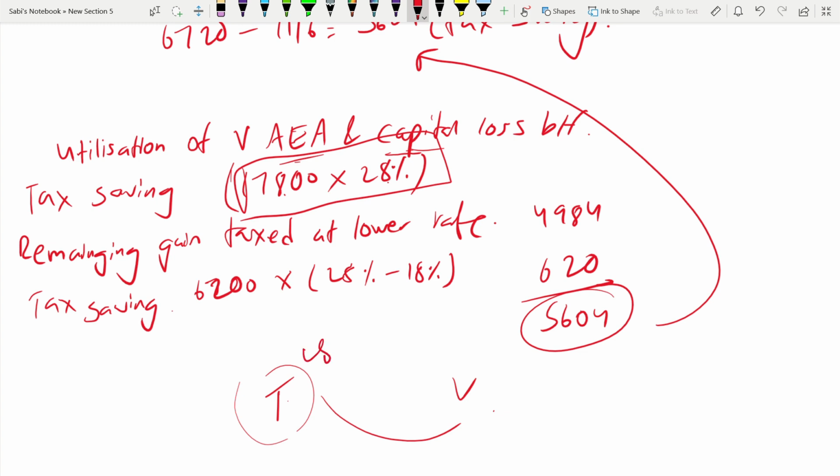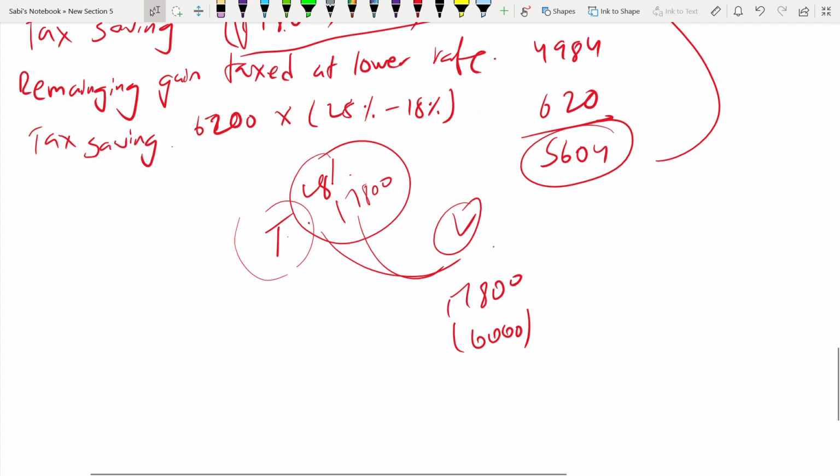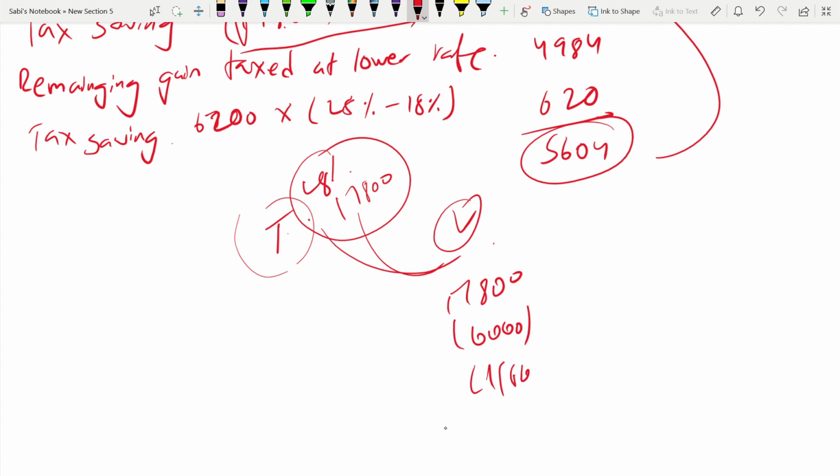But he was a 28% taxpayer. So earlier he was having this 17,800 in his hand, which was taxed at 28%. When it comes to V, the entire amount is saved because she doesn't pay any tax. Why? The 17,800 gain would be first reduced by the 6,000 annual exempt amount, then by the capital loss of 11,800, and no tax. So it is not the difference between 28 and 18. It was not like earlier T was paying, now V is paying at this rate. No, no.